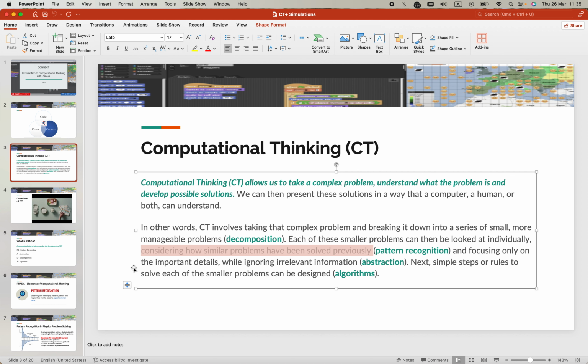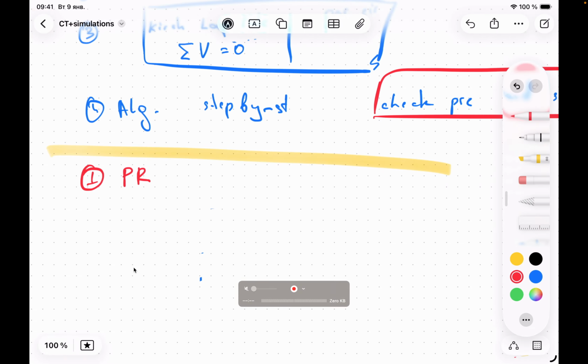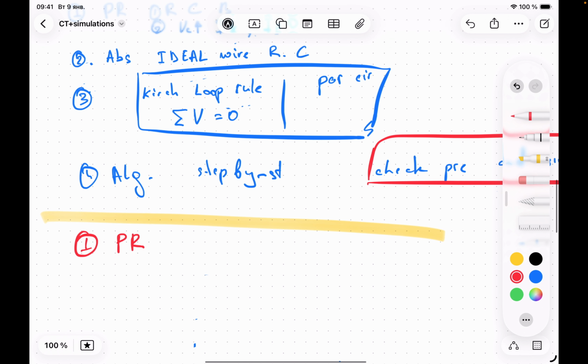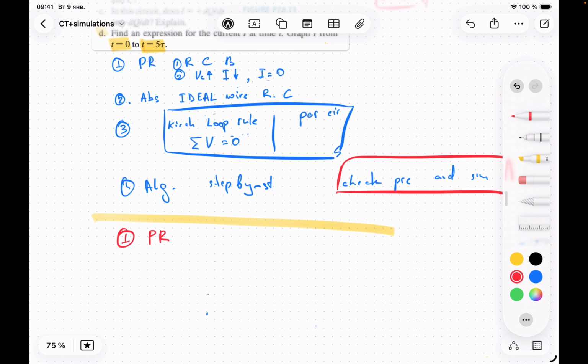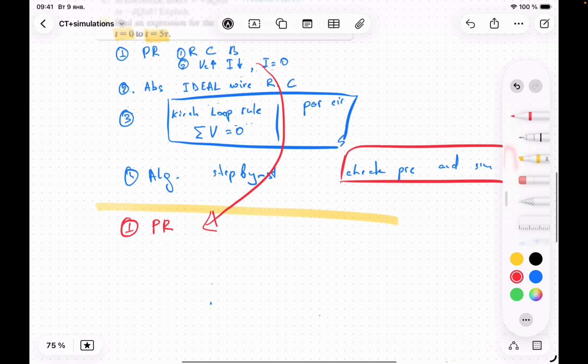Okay, for the second pattern recognition we already have to take information from the first part here. Okay, so the second one is the abstraction. We already talked about abstraction. It is the same things here: ideal wire, resistor and battery voltage.